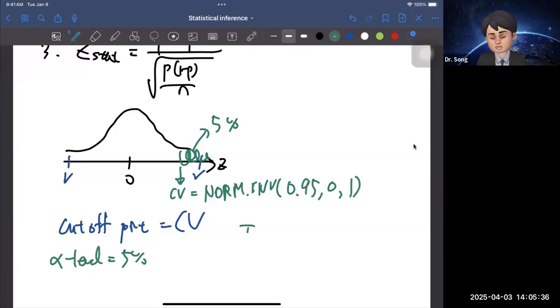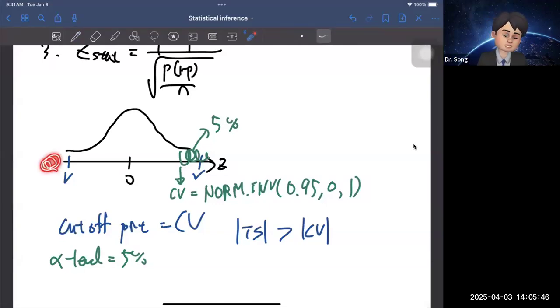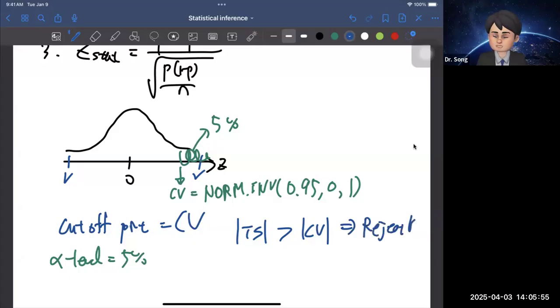After that, you compare with the test statistic. As long as your test statistic is greater than the critical value in absolute value, and the reason I put the absolute value is that there's a case where you get a negative test statistic and a negative critical value, you reject the null hypothesis. Otherwise, if it's smaller than the critical value in absolute value, then you fail to reject the null hypothesis.